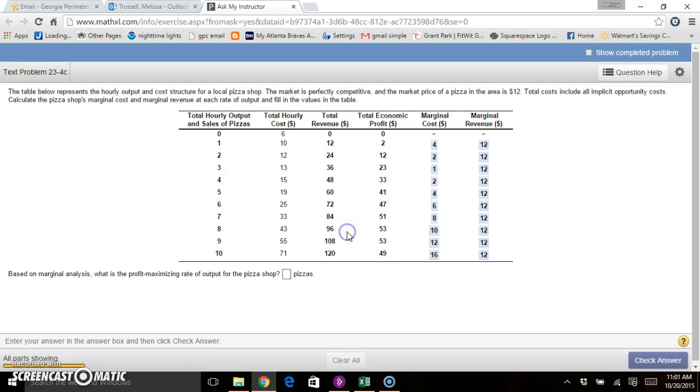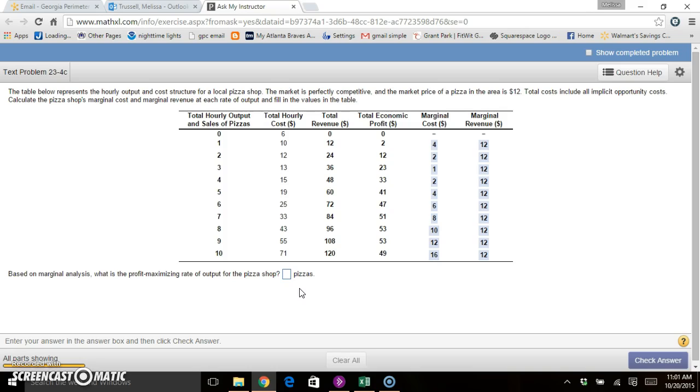We are. All right, and then it asks us, based on the marginal analysis, what is the profit maximizing rate of output for the pizza shop? Okay, and so for this part, remember from your textbook, and just really sort of logically, that you want to produce at a point where your marginal cost equals your marginal revenue. And that's going to be your profit maximizing rate.